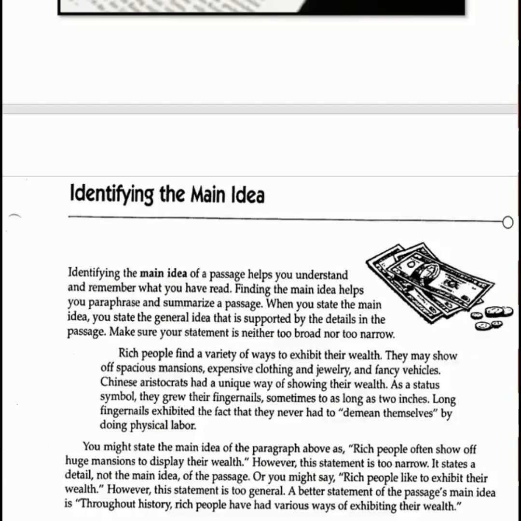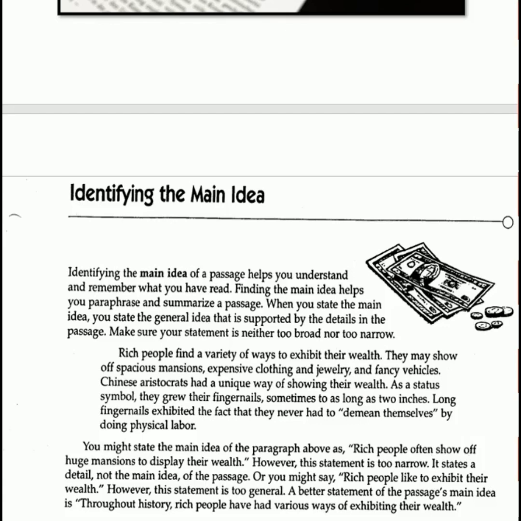Okay, so identifying the main idea of a passage helps you understand and remember what you read. And once you internalize what the main idea is, then you're able to paraphrase or summarize the entire passage. But the main idea sometimes isn't as obvious, or sometimes it's implied. But once you get a gist of what you are reading, then if you can't identify the main idea in the text, you are able to create one because it is an implied main idea.